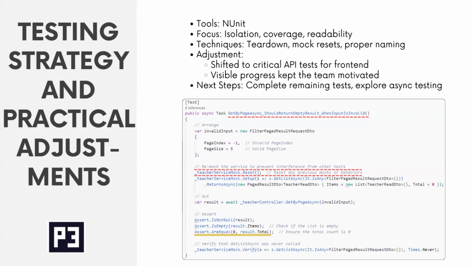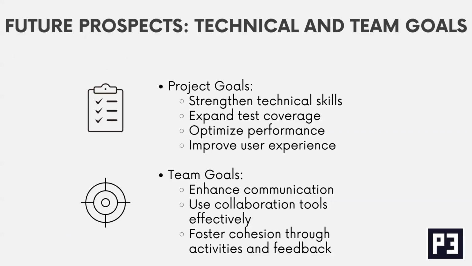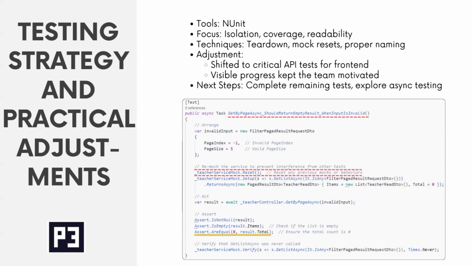Initially, we planned to test all APIs comprehensively, but due to workload constraints, we prioritized critical APIs for front-end integration. This allowed the front end to proceed smoothly and kept the team motivated by delivering visible results quickly. In the future, we will complete the remaining tests, expand coverage, and explore more efficient test methods.